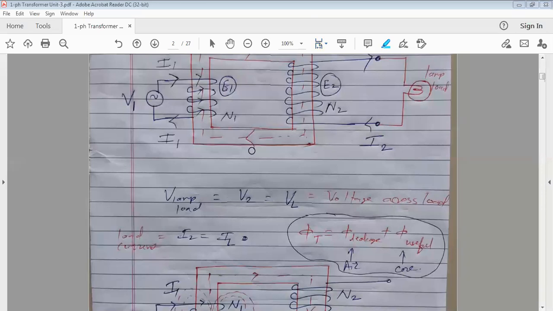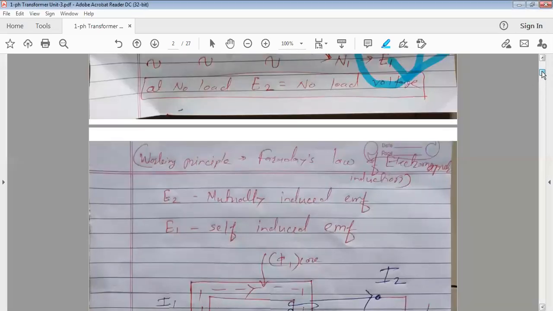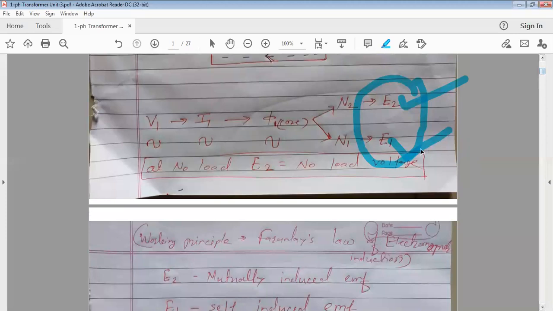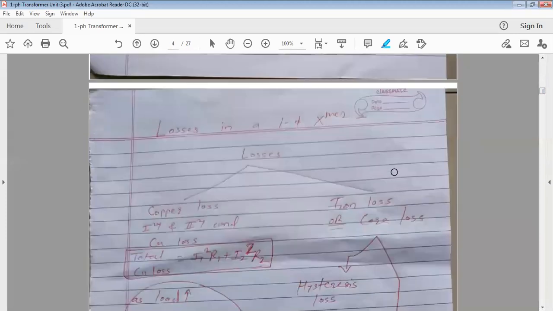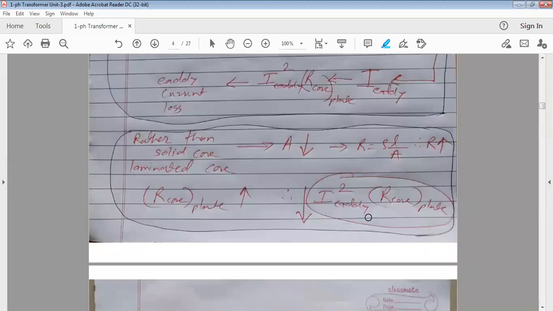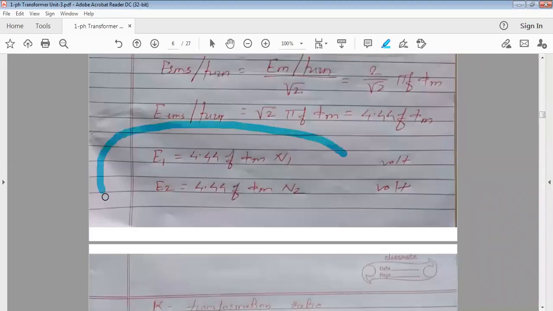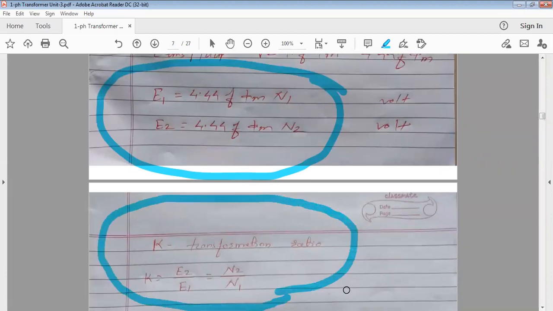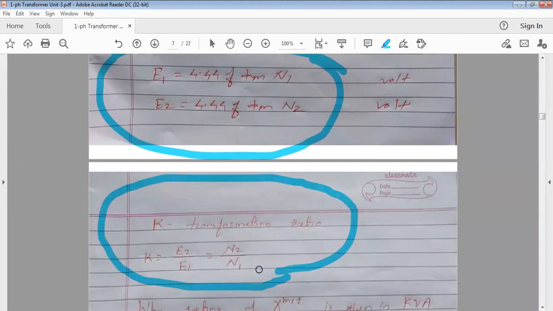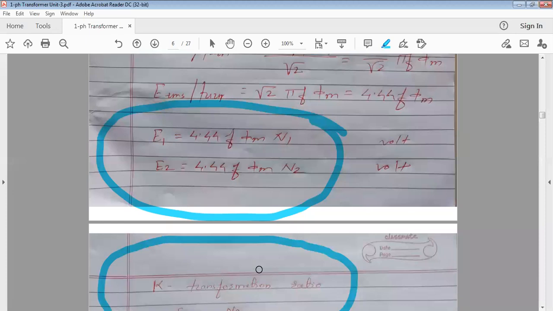In the previous lecture we have seen the transformer. It works on Faraday's law of electromagnetic induction. The expressions for E1 and E2 we have derived: 4.44 f phi m N1 and 4.44 f phi m N2. If you take the ratio of these, you will get the transformation ratio, which is called K. E2 by E1 is equal to N2 by N1.